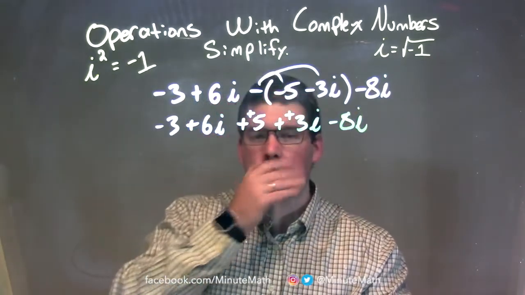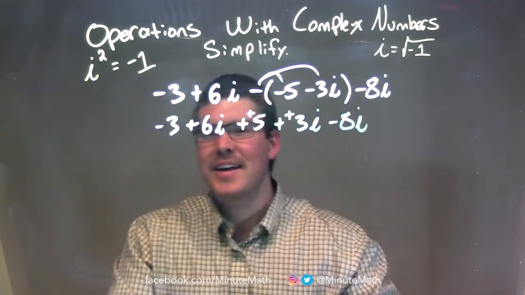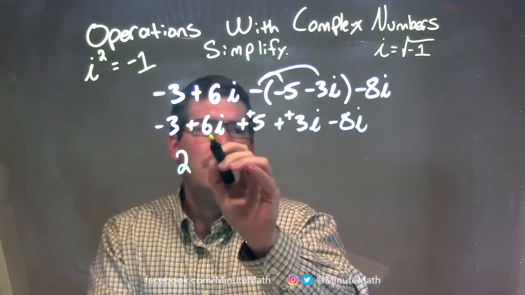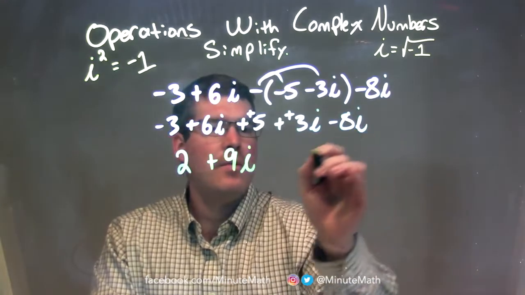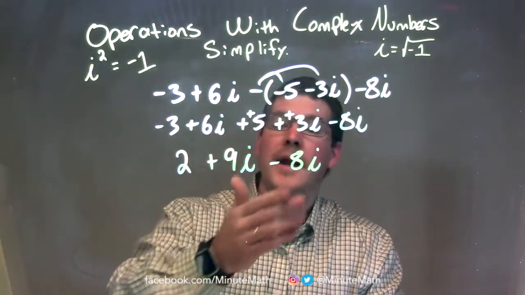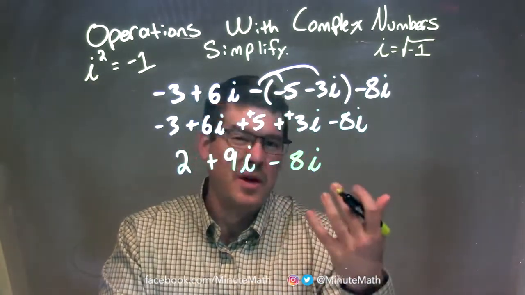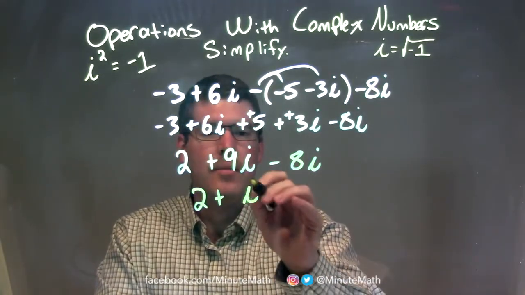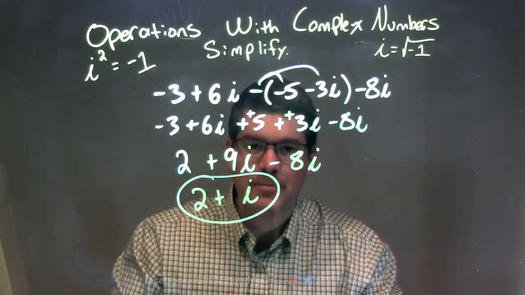Well, we can combine some of our like numbers here. 5 plus a negative 3 is a positive 2, okay? Then let's do the 6i plus 3i, which together brings us a 9i. And then we bring down the minus 8i. So now we have 2 plus 9i minus 8i. We combine the 9i and 8i together to give us just a positive 1i, right? So we have 2 plus a positive 1i, and there we go. Our final answer is just 2 plus i.